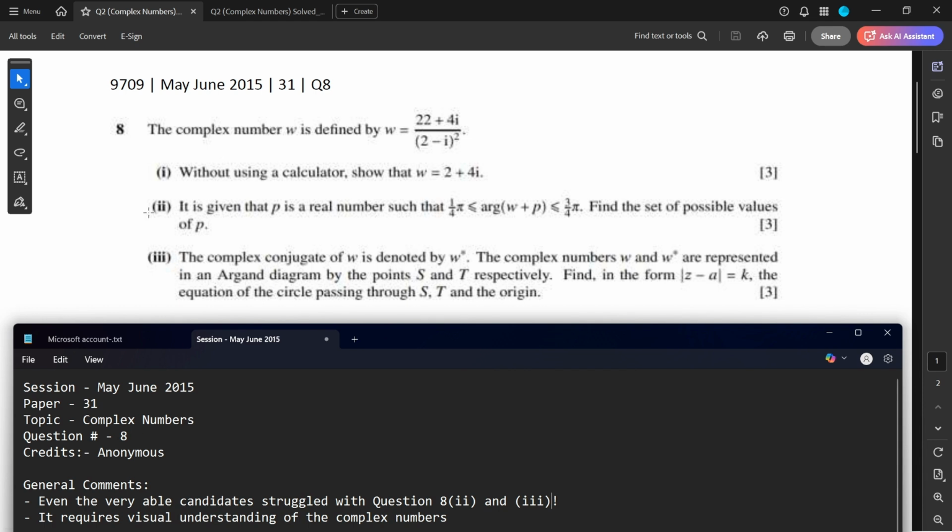Over here in part 2 and part 3, both the questions require visual understanding of complex numbers. So based on the given question, if you're able to visualize what's really happening by drawing a complex diagram, that is the Argand diagram, and plot these things, then it might be a bit easier for you to solve. But for part 3 of this question, in spite of drawing the Argand diagram, a lot of people were not able to solve it. So yes, let's get started and try to answer all the questions one by one.